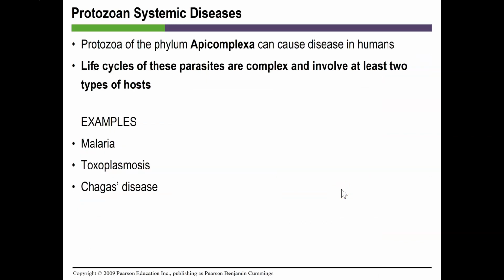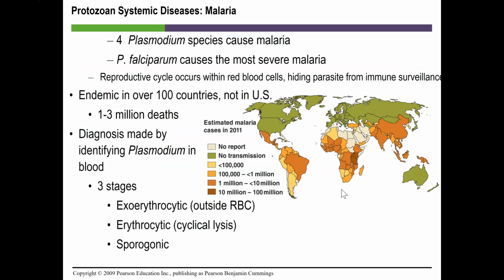Moving on from the viruses, we'll next look at an example of a protozoan systemic disease. The protozoans belong to a group with a complex life cycle called the apicomplexa. Malaria is a systemic protozoal disease, and I'll bet you already know it's transmitted by the bite of a mosquito. It is an endemic disease in over 100 countries. We do not have it in the United States currently because of our work to try to eliminate the mosquito vector, but worldwide there are 1 to 3 million deaths annually, mostly children, due to this infection.